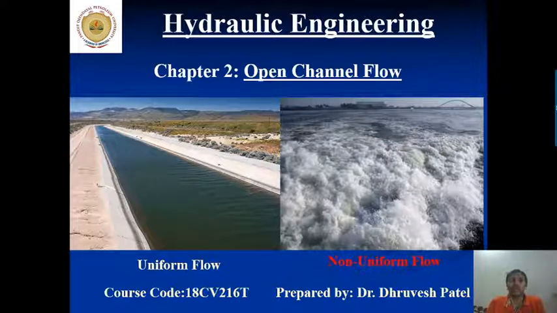These are all the concepts, but you can see that when the water flows through the cross section, it is in uniform condition. It means the depth of the flow, the velocity of the flow, and the discharge from the canal are constant, right?